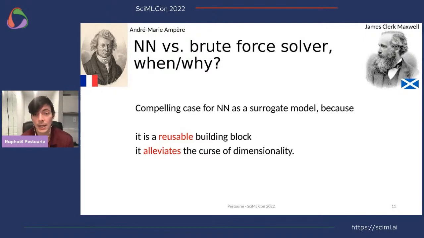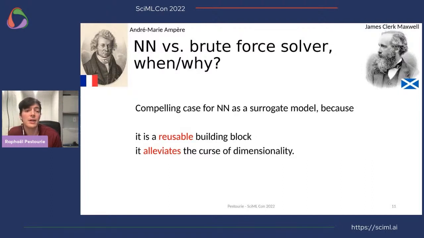And so in the top left of this slide, I show another Frenchman, a Frenchman like me, André-Marie Ampère, and in the top right, James Clerk Maxwell. And them and a lot of other people worked really hard to have a very good physical model for electromagnetic waves. And neural networks, the vanilla neural networks at least, don't have physics in them. And so it's very difficult to compete with physical models and brute force solvers. And often you are better off solving for Maxwell's equation with a good brute force model directly.